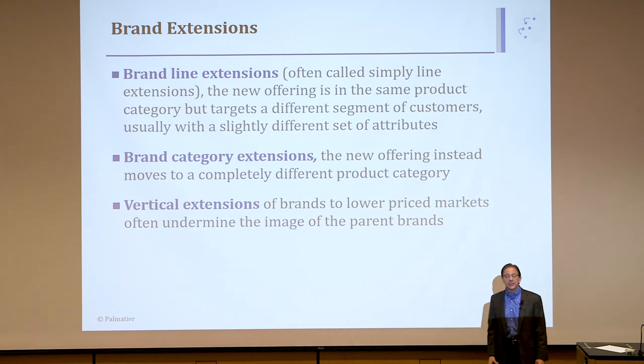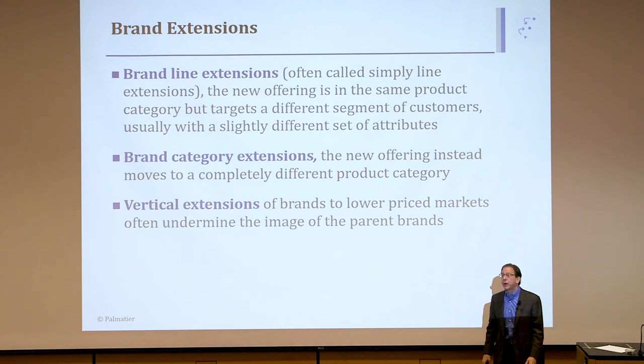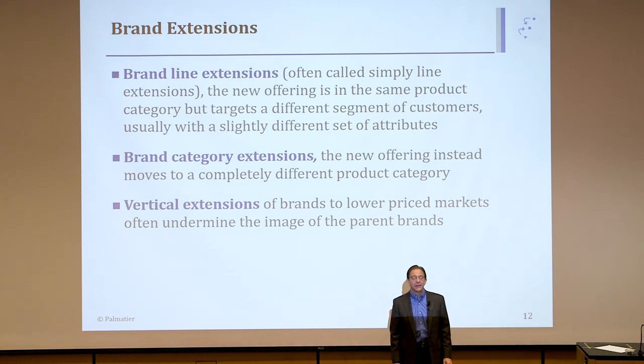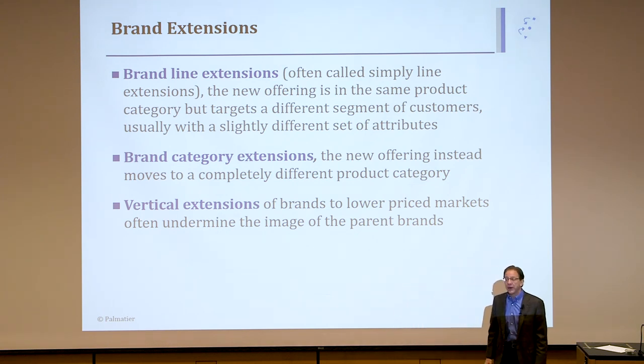Vertical extensions are when you're trying to just move up and down the market based on the price point. So in a way, Courtyard by Marriott was a vertical extension where they tried to move down market at a lower price point to get to the business travel, because some firms would not pay the expense of a full service Marriott, and Marriott wanted to go after that market.